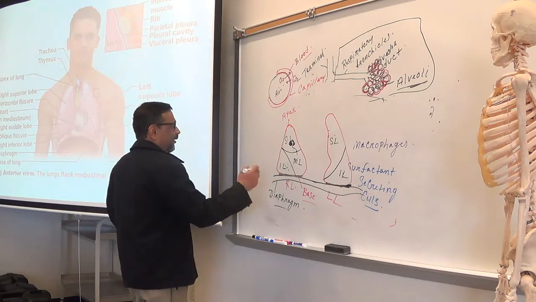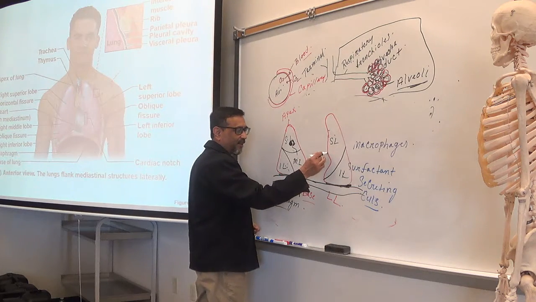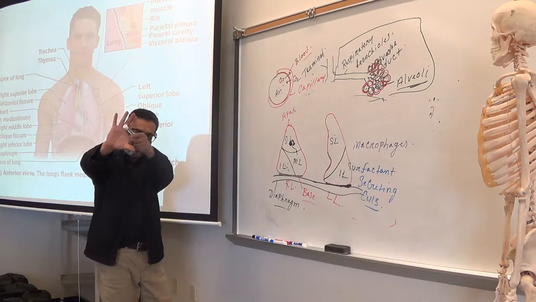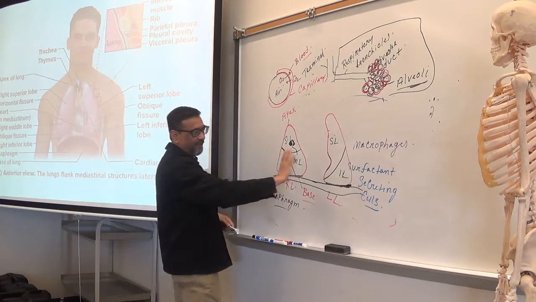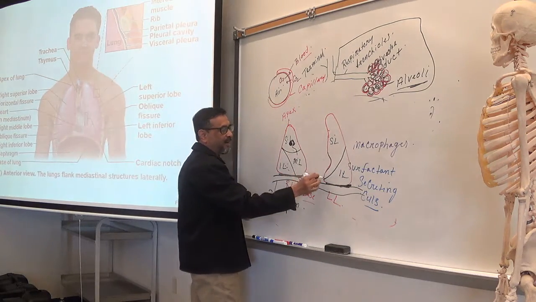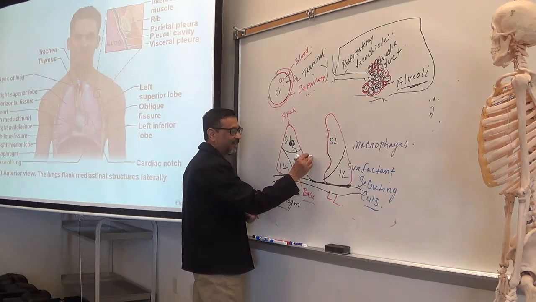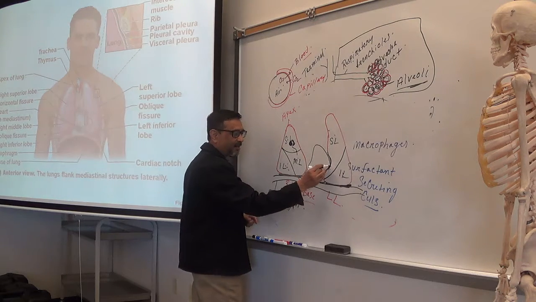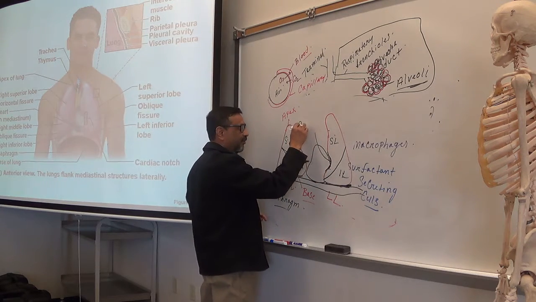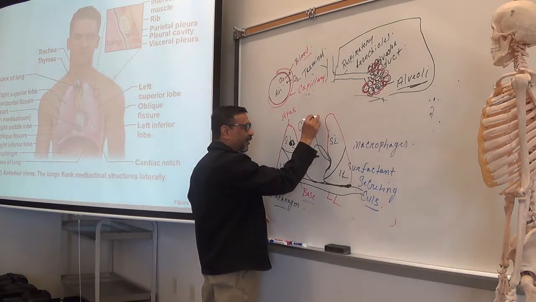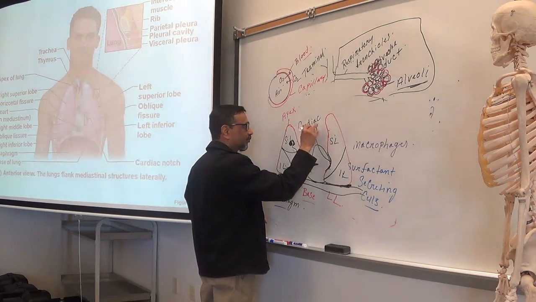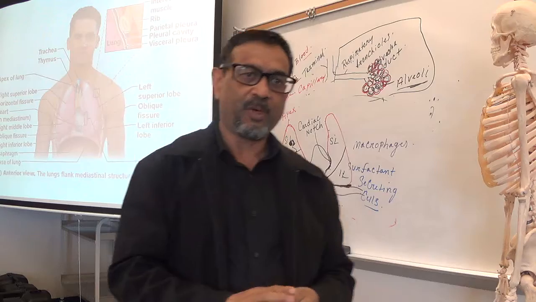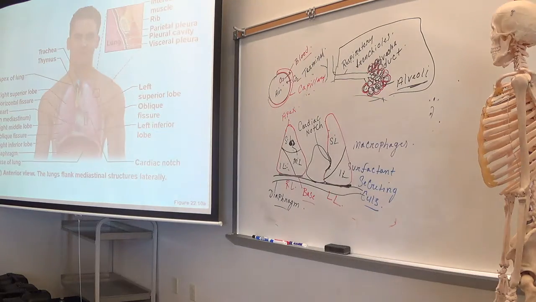Now, in the left lung, you have a notch. You know notch, you have seen many notches in the bones. U-shaped area is called notch. So you have a notch here for the heart, because you know that your heart is sitting here. The heart is located here. So this notch is for the heart. That's why it is called cardiac notch. Only in the left lung. Cardiac notch, for the heart in the left lung.